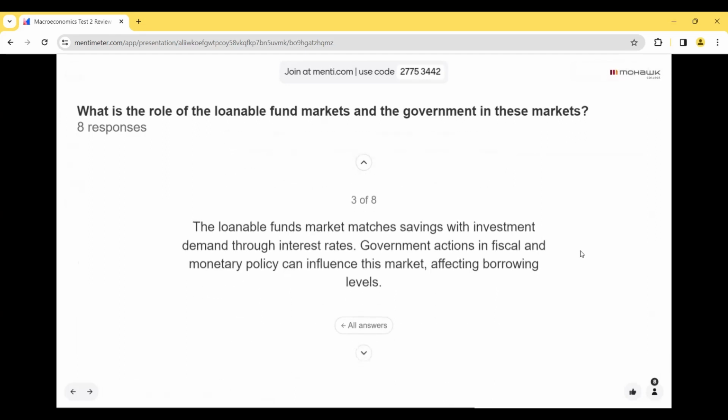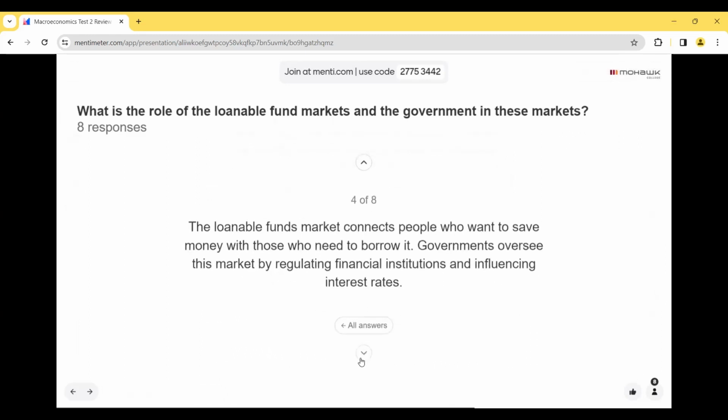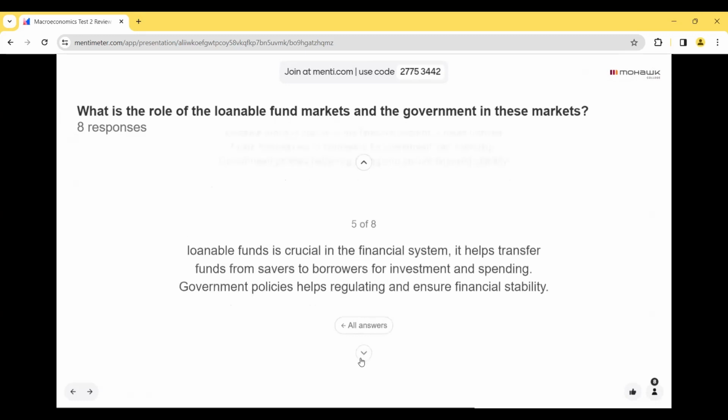The loanable funds market matches savings with investment demand through interest rates. Government actions, fiscal and monetary policy, can influence this market, affecting borrowing levels. The loanable funds market connects people who want to save money with those who need to borrow it. Governments oversee this market by regulating financial institutions and influencing interest rates.